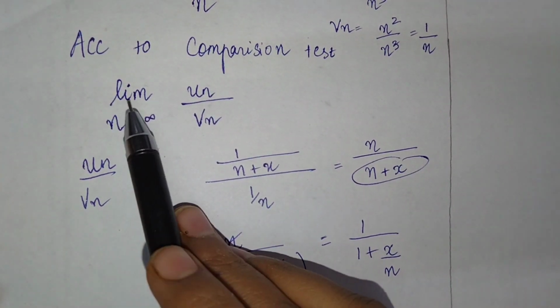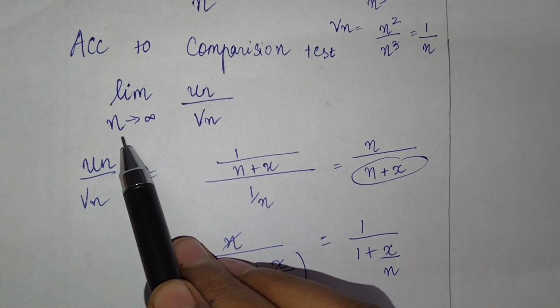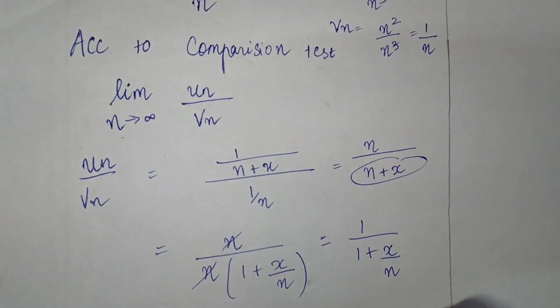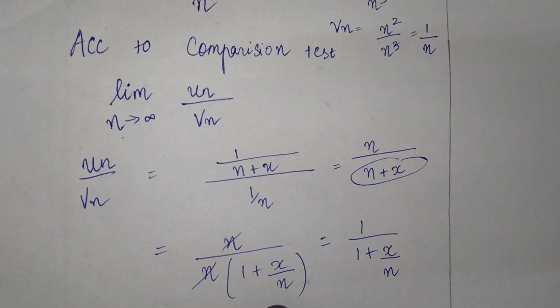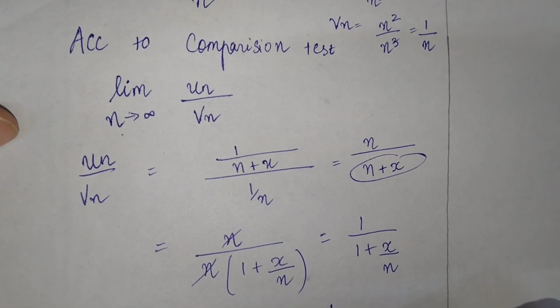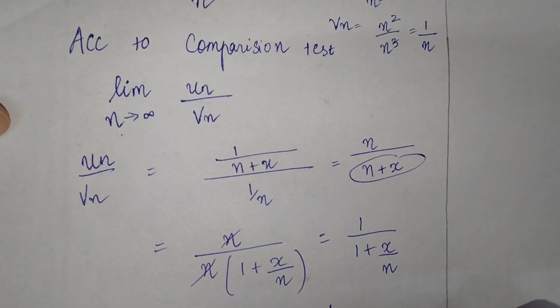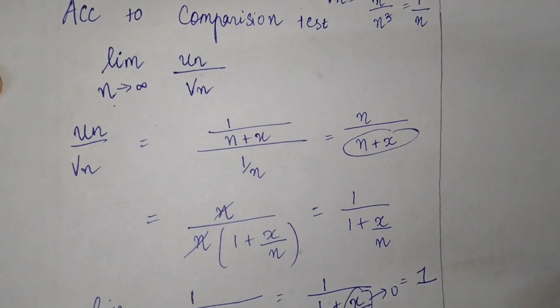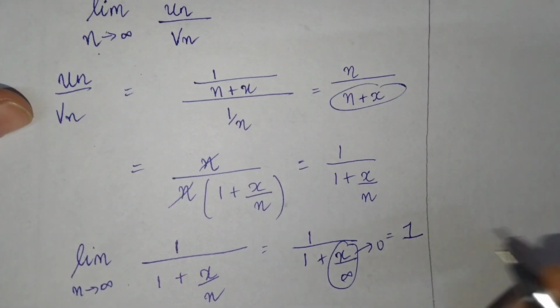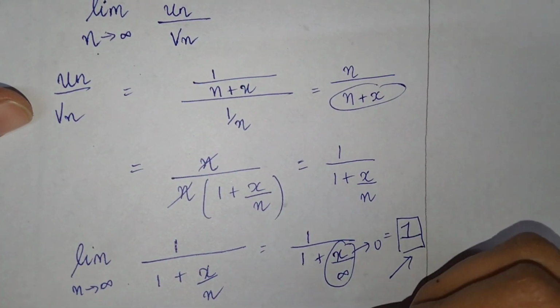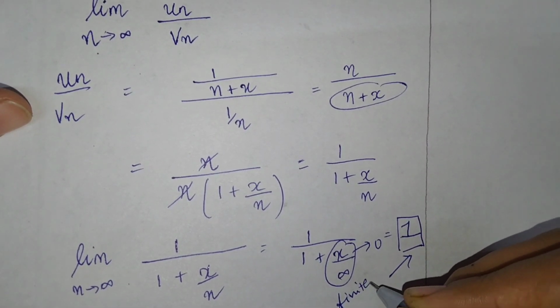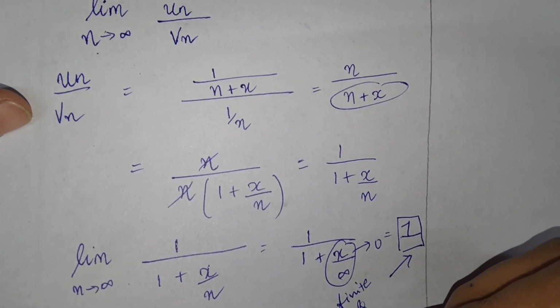But according to comparison test, we have to substitute limit in this un by vn. So limit n tends to infinity 1 upon 1 plus x by n. And if we substitute limit here, then we will get 1 divided by 1 plus x by infinity, that is 0. So answer will be 1. Okay? But we got finite and positive value. Here we got finite and positive value.